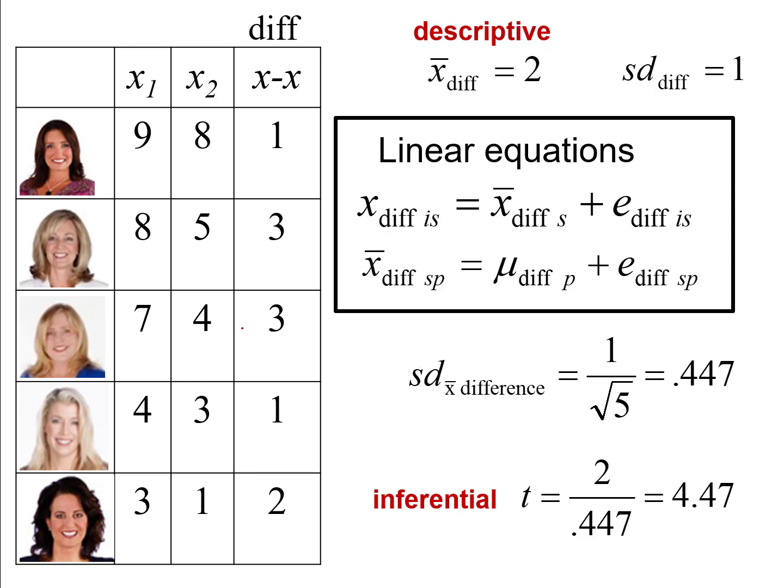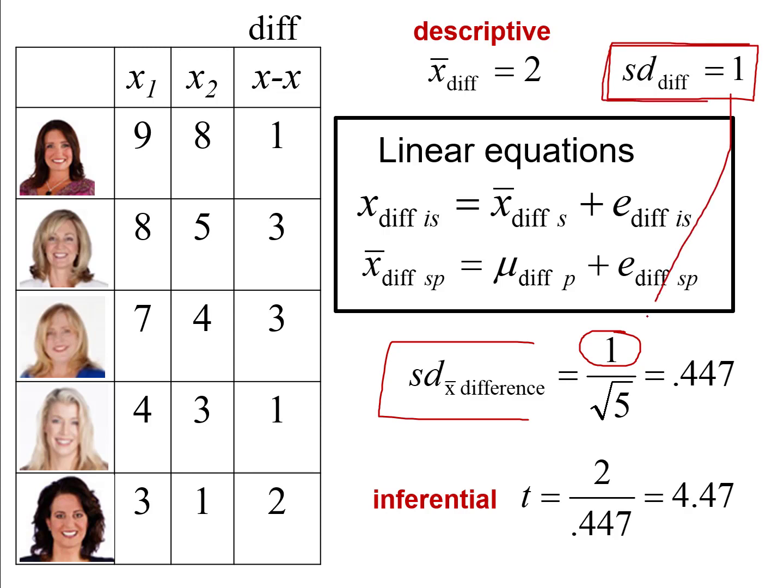So if we do that with this example, let's see what we get. So the standard error of the mean difference score, we take the standard deviation of the difference scores, and it turns out, as I mentioned before, the standard deviation of the difference scores for this sample was equal to 1. And so I'm going to plug that in right there. That's our standard deviation of difference scores divided by the square root of n. And so we have 5 cases in this data set. So we take 1 divided by the square root of 5, and we get a standard error of the difference score of 0.447.